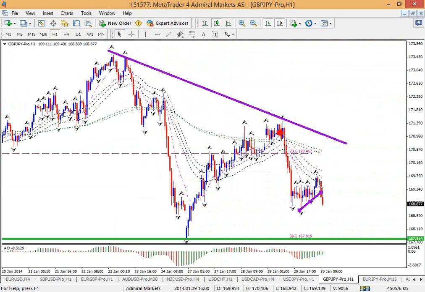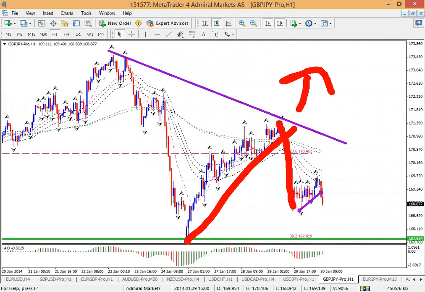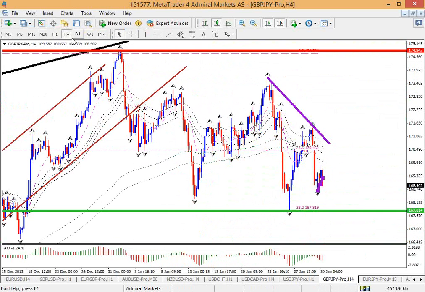But at the moment, we didn't get the breakout to the upside, and we got an impulse down of this trend line here. So this could fall and continue. The euro dollar and pound dollar are falling, so that would also stimulate this euro pound yen to fall as well.